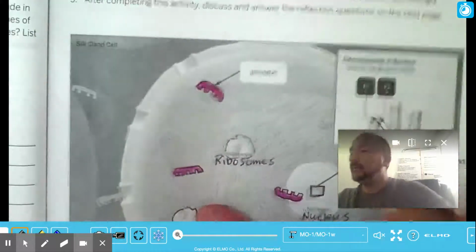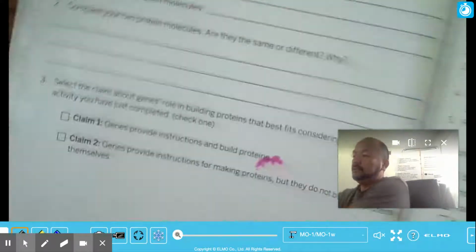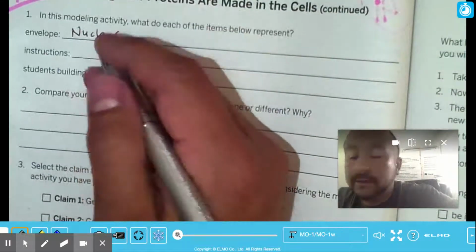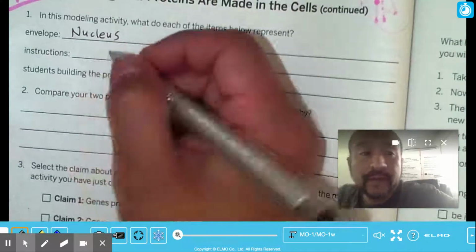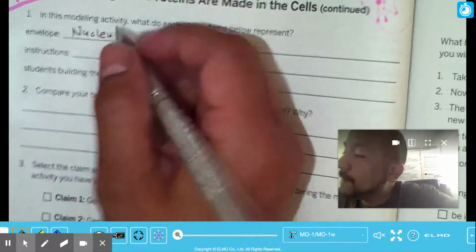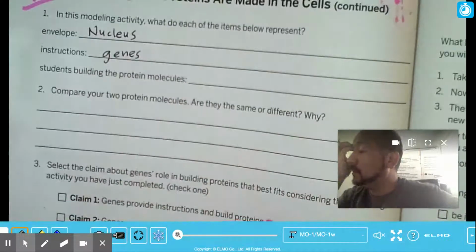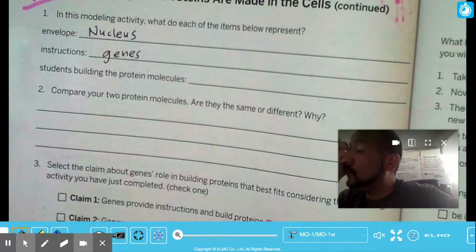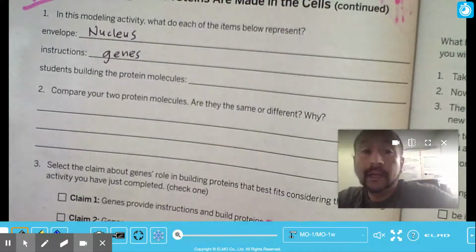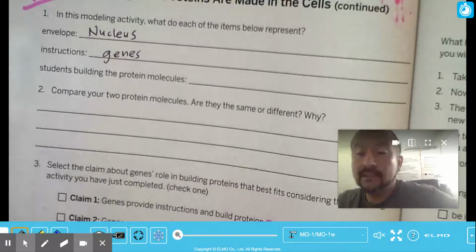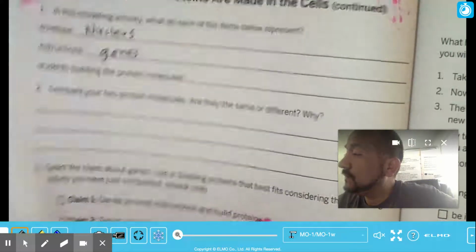And we're also going to write instructions here. I'm going to have this video for you, and you're going to be able to play it as many times as you'd like, so I apologize if I'm going pretty quick. So we're going to write genes here. And students building the protein molecules. So what you would have been doing is building those protein molecules.